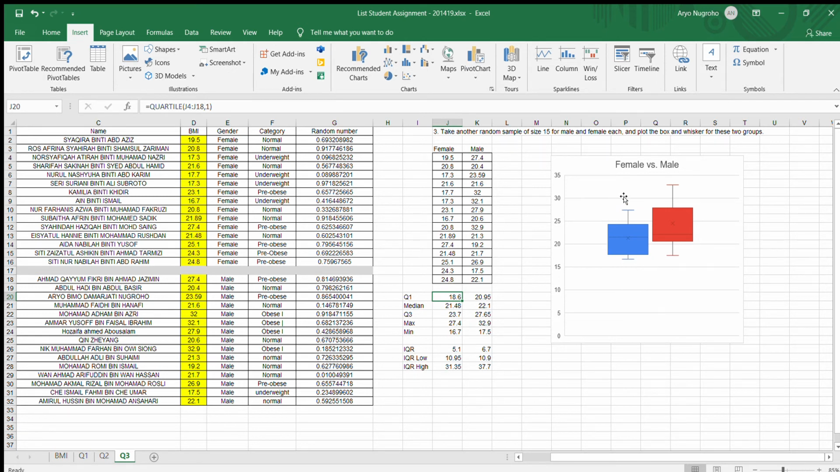However, for the maximum, the extreme higher value, the female has a significant difference from the male. So, for instance, the male has higher BMI in general compared to the female, as we can see from the maximum or extreme value and the Q3.